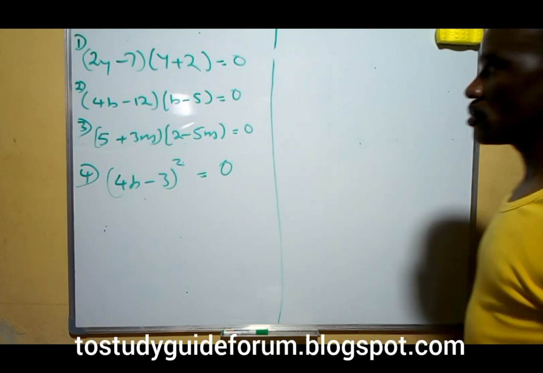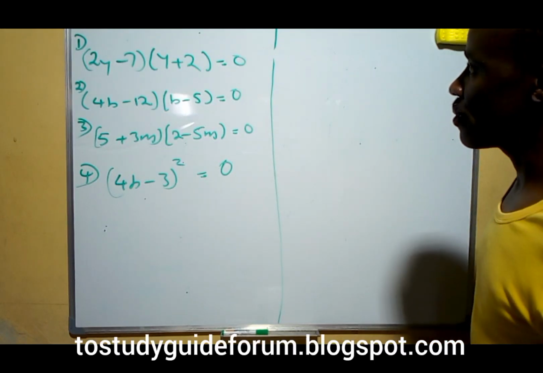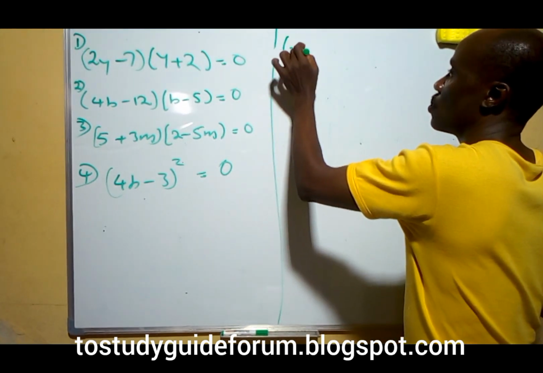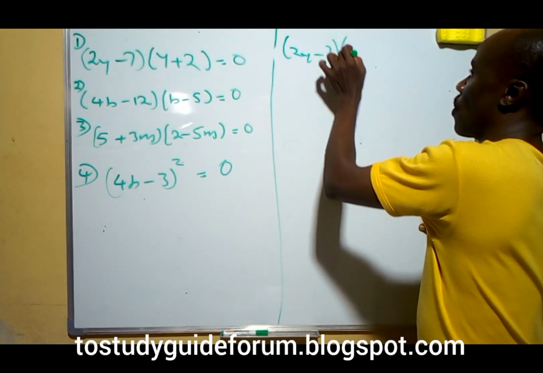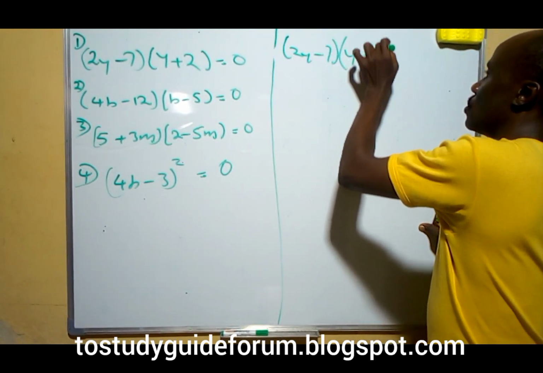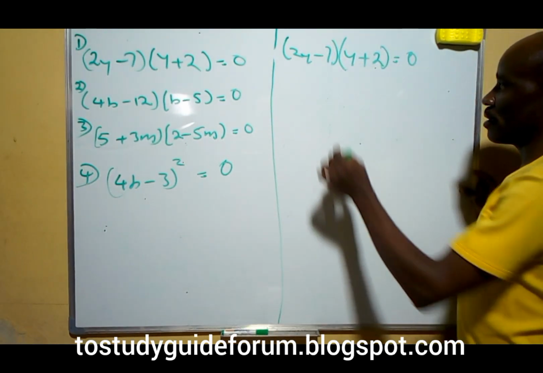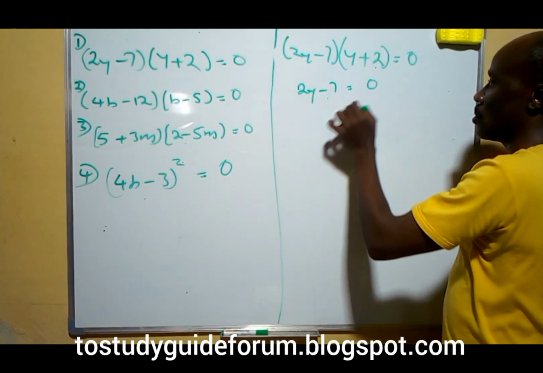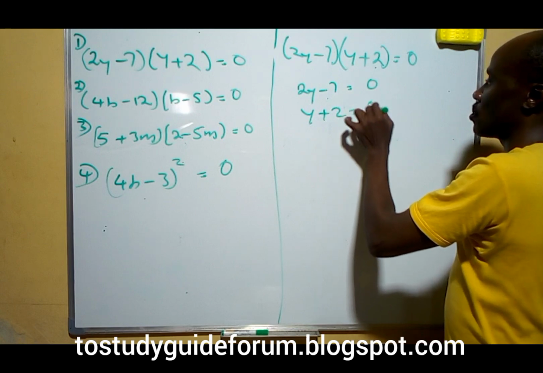Today we'll be looking at how to solve quadratic equations. So we have equations on the board. The first one is (2y - 7)(y + 2) = 0. To get all the factors we have here, we have 2y - 7 = 0 and the other one, y + 2 = 0.